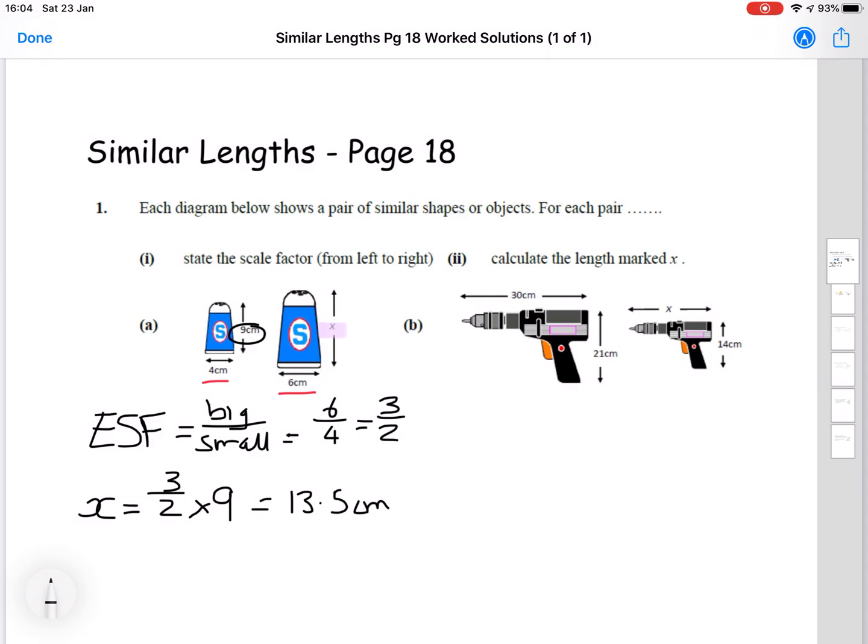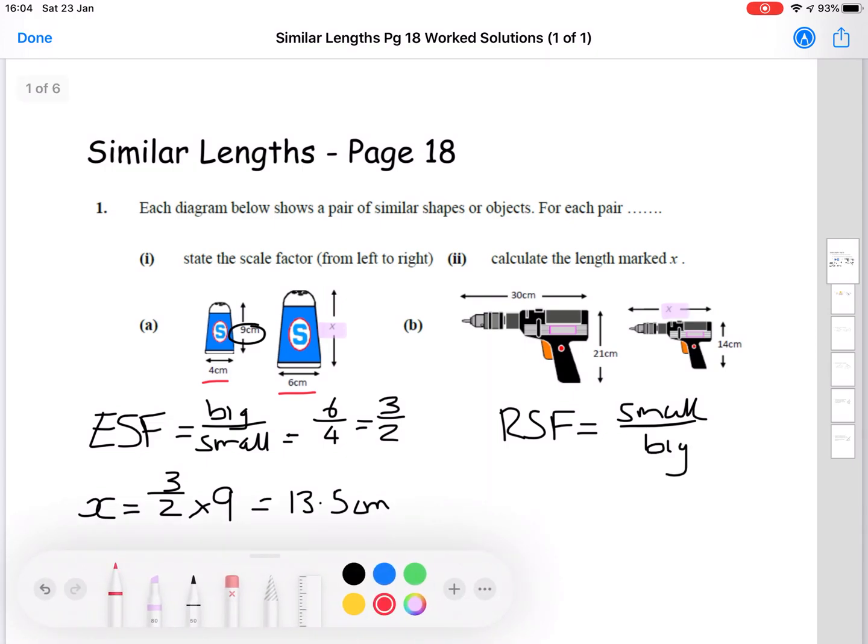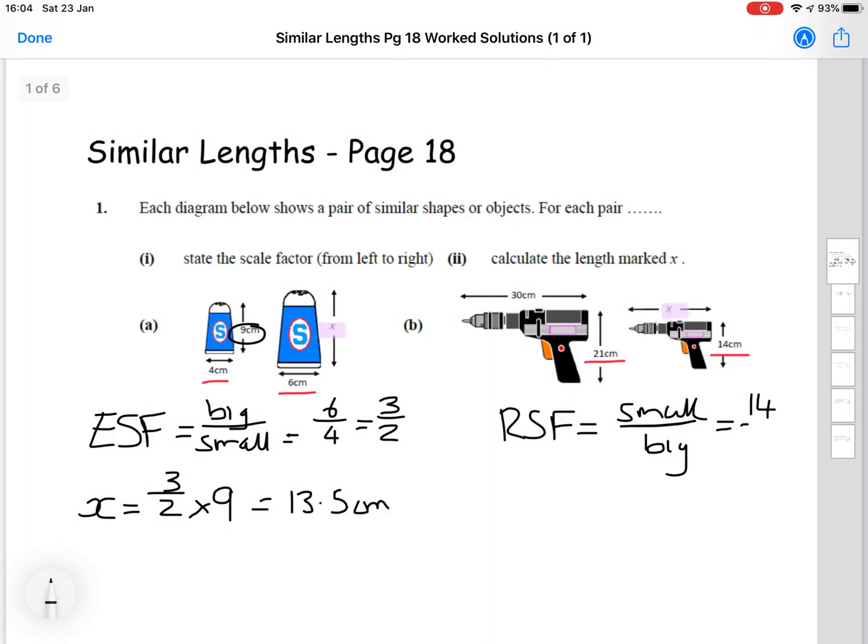Okay, for question B, we have two pictures of drills and the side that is missing is on the smaller of the two. So we will be doing reduction scale factor here. So that is small over big. So the pair of sides that match on these diagrams would be the 21 and the 14. So in our fraction here, we would have 14 over 21, which simplifies down. They both divide by 7 to 2 over 3.